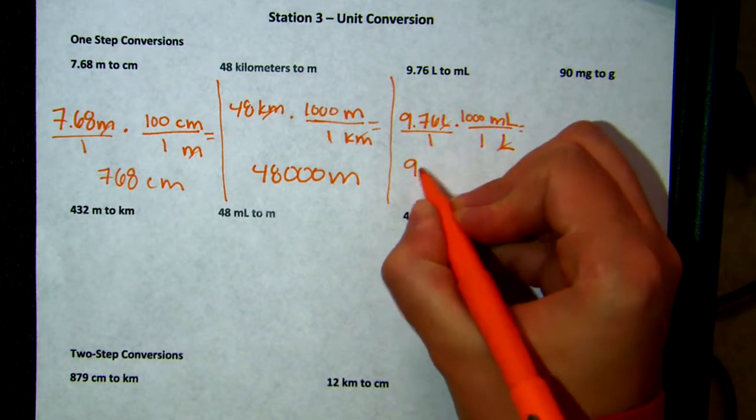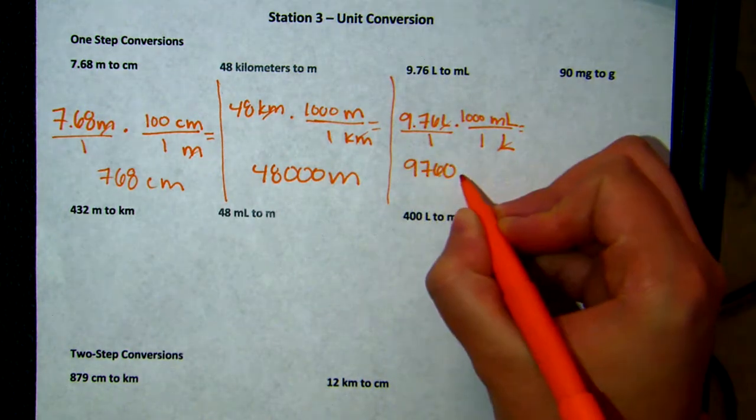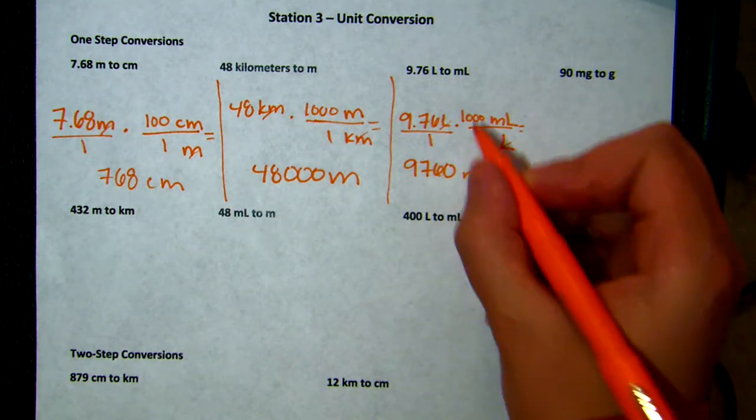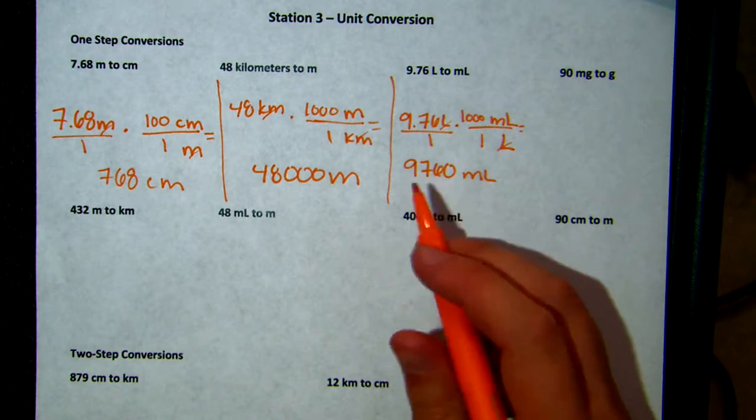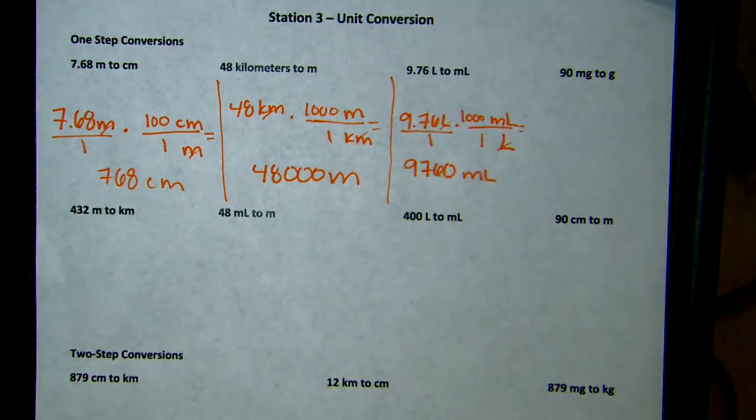That will give me 9,760 milliliters. And that makes sense to me too, right? Because milliliters are smaller than liters, so we would expect to have more of them to take up the same amount of volume. Good, let's move on to this last one on the top.